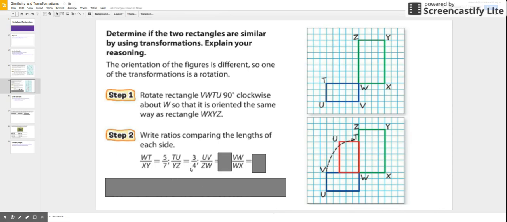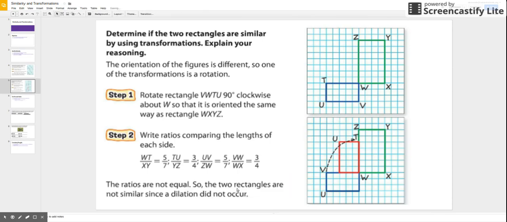So far, no good. They are not the same ratios. Let's look at UV and ZW. So UV versus ZW. Okay, well, UV has to be the same length as WT, which we said was 5, and ZW has to be the same length as XY, which was 7. And now let's look at VW versus WX. Well, VW would have to be the same length as TU, which we said was 3, okay, and it would have to be the same length as YZ, which is 4. So, well, the ratios are not the same, okay, they are not equal.